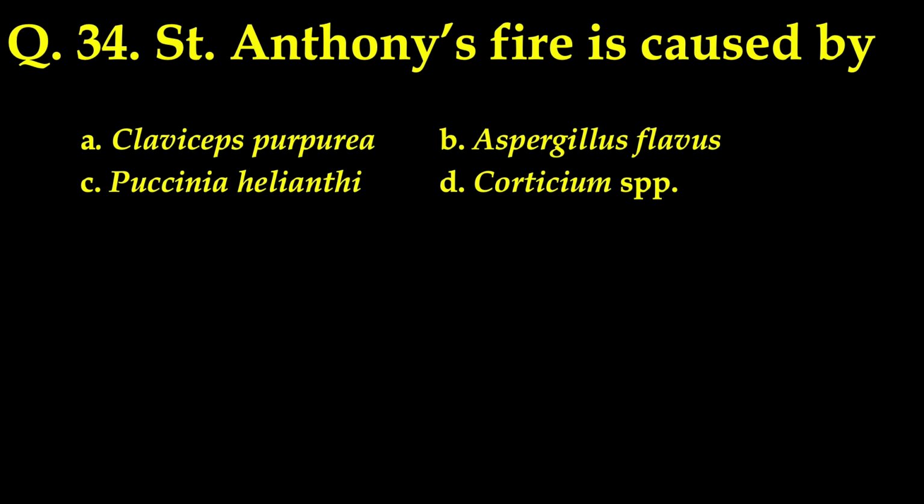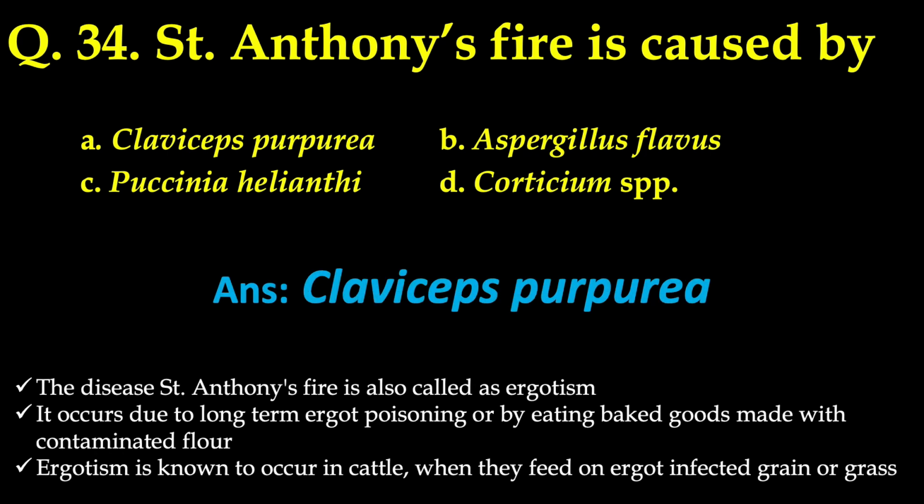Saint Anthony's fire is caused by which of the 4 options? Claviceps purpurea, Aspergillus flavus, Puccinia helianthi, and another option was Cortesium species. The correct answer is Claviceps purpurea. As we know, Saint Anthony's fire is also called ergotism. It occurs due to long-term ergot poisoning or by eating baked goods made with contaminated flour. And ergotism is known to occur in cattle when they feed on ergot-infected grains or grasses.